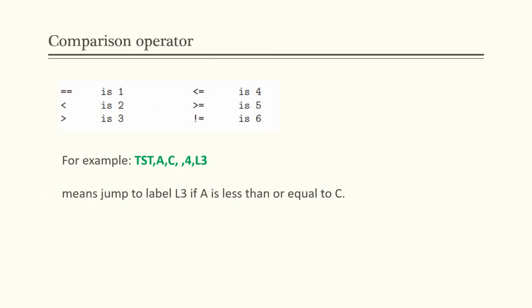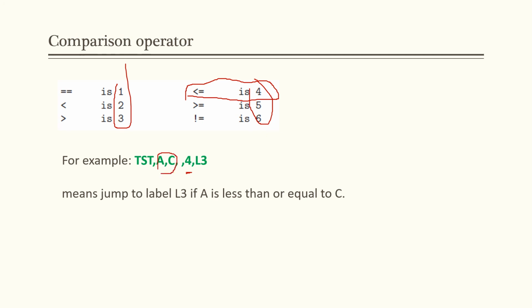So this is the comparison operator. We have 6 comparison operators here. This is the code 1, 2, 3, and 4, 5, 6. So how to write it? You have something like tst a c and then a blank space 4. The 4 will indicate that you are doing the less than operation, meaning that you want to indicate whether a is less than or equals to c. That is what it means.